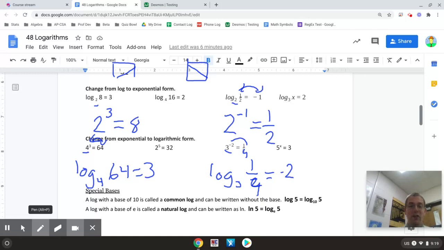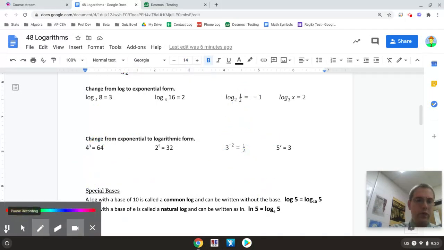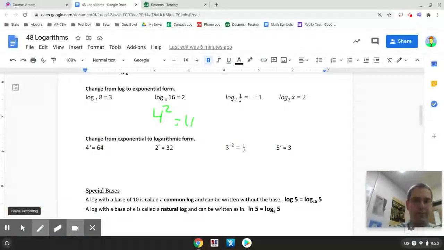I'll give you a chance to go ahead and try the rest of these. You might want to pause your video and then we'll go over them real quick. Okay, the ones you tried on your own should have been 4 squared is 16. That one should be 3 squared is x, and you could simplify that to say that x equals 9. You just solved a very simple equation there.